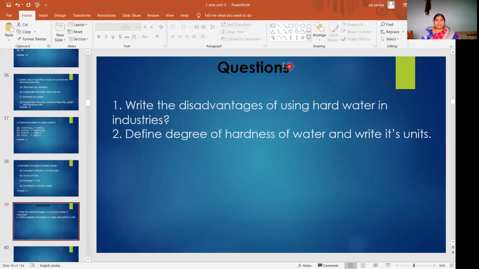Then come to the questions. What type of questions will you expect here? Direct ones: what are the disadvantages of using hard water in industries? Define degree of hardness of water and write its units. The first question can be for 5 marks, 3 marks or 1 mark. The second question is for either 1 mark or 3 marks. Define degree of hardness of water, 1 mark. Define degree of hardness of water and write its units, 3 marks. Maximum for 1 mark. The disadvantages question can be for 1 mark, 3 marks or 5 marks.